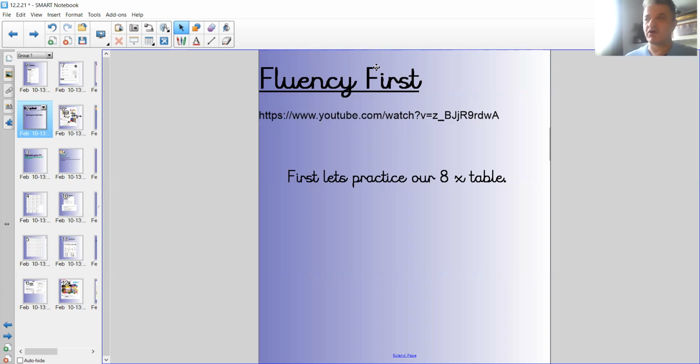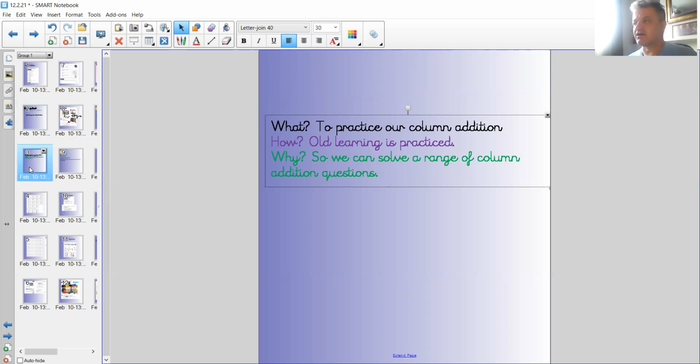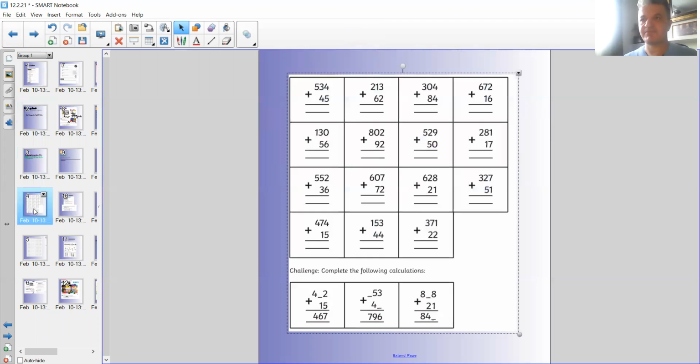Okay, so what are we going to do today? We're going to revisit and practice our column addition, so we can solve a range of column addition questions. First of all, if we look at these questions here, you can see I've got no regrouping or no renaming. They're very straightforward. It's just putting in numbers.